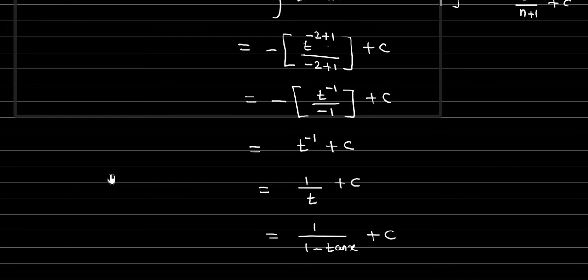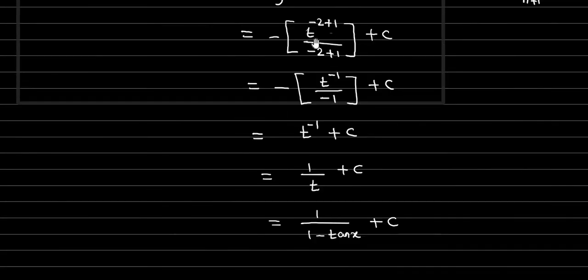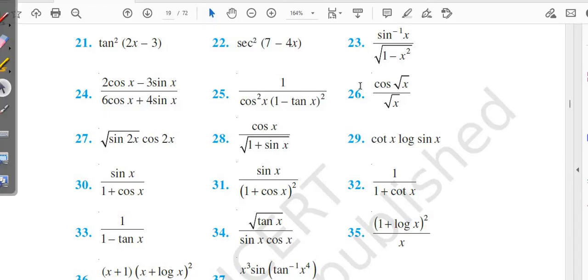Next we can move on to the 26th sum. First we'll have a look at what is the given function. For the 26th one, cos root x by root x, that is the given function.